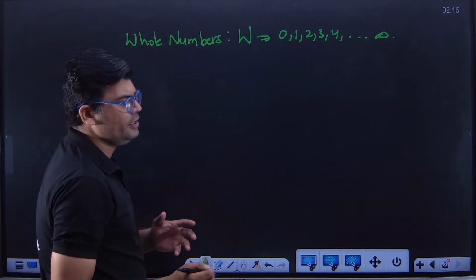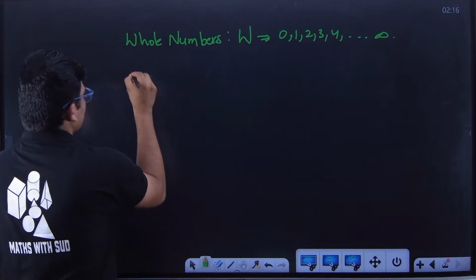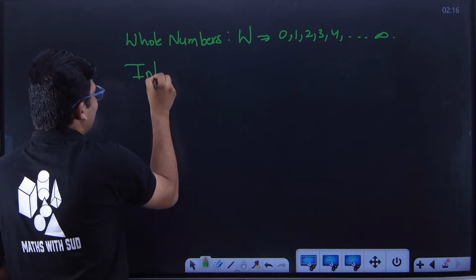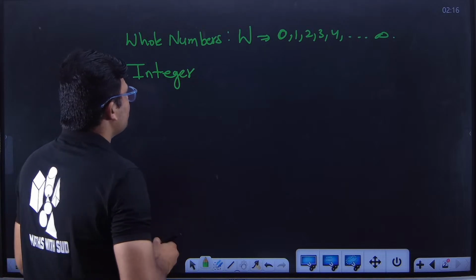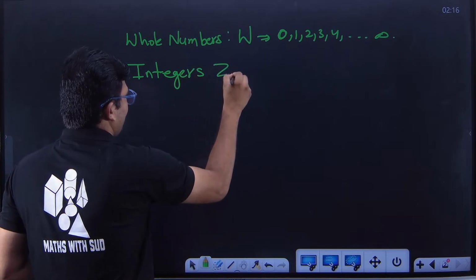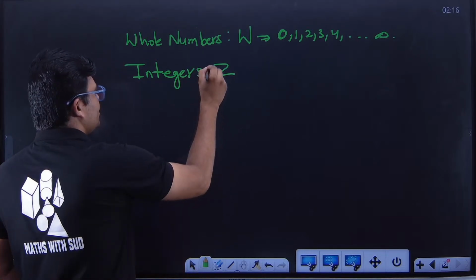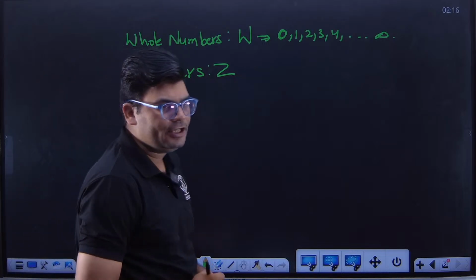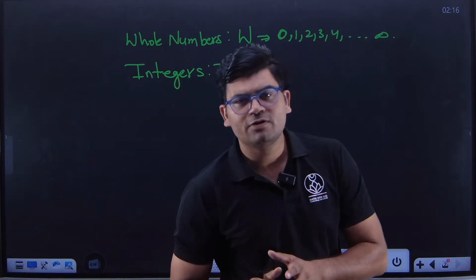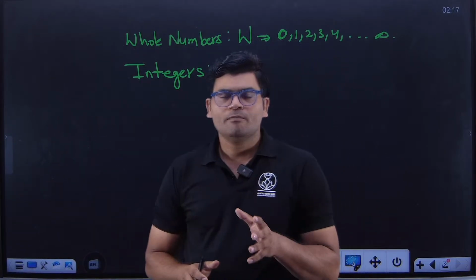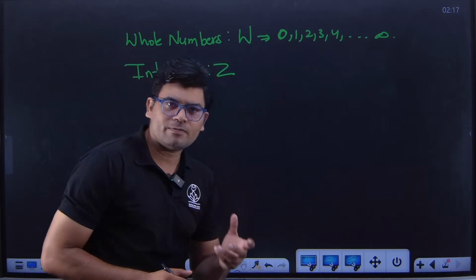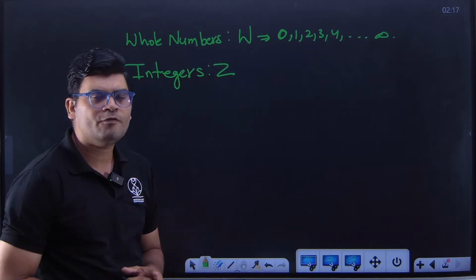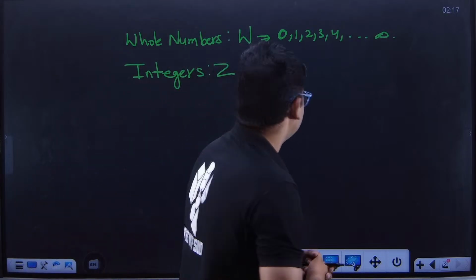Coming to the next number system. If I also add the negative numbers to the number line, then such numbers are known as integers. We will come to each kind of number system in detail, but today in our class we will just learn the kinds of number systems and the divisibility rule of 2 and 3.